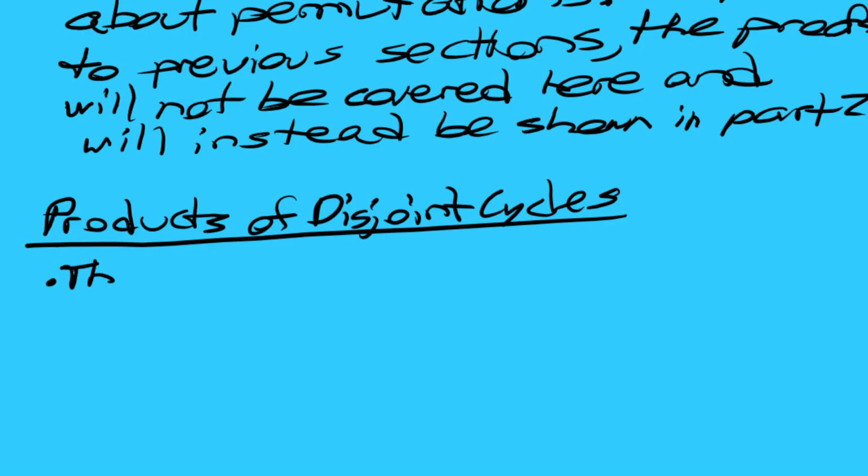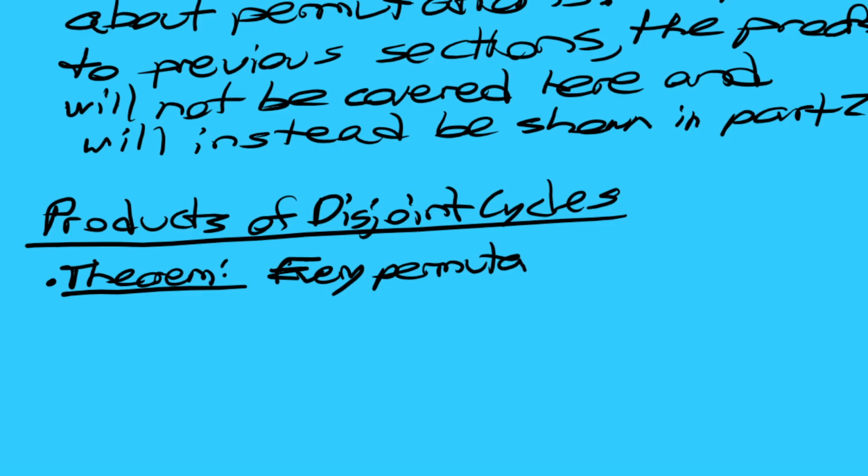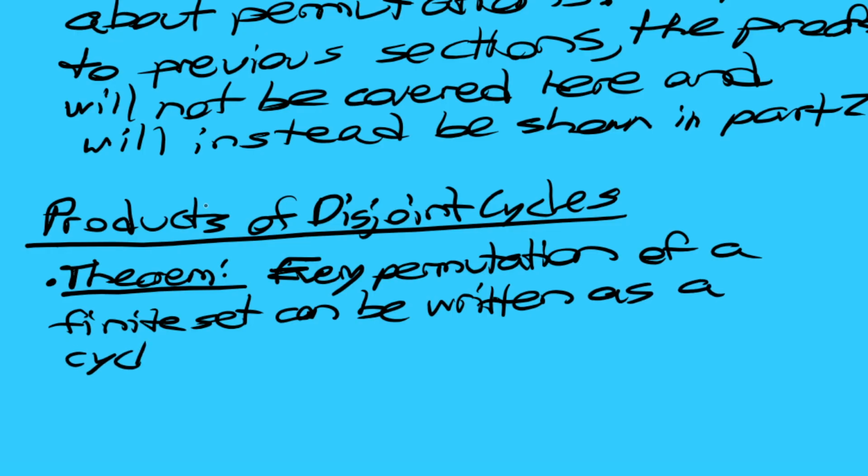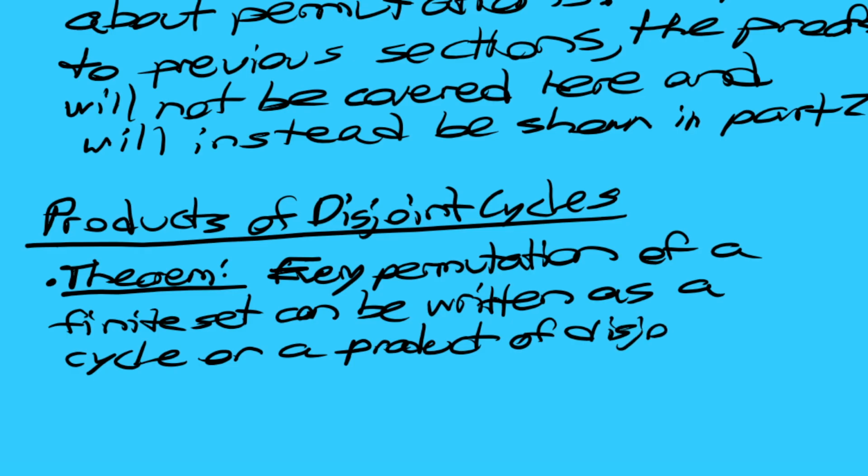So the theorem is every permutation of a finite set can be written as a cycle or a product of disjoint cycles.